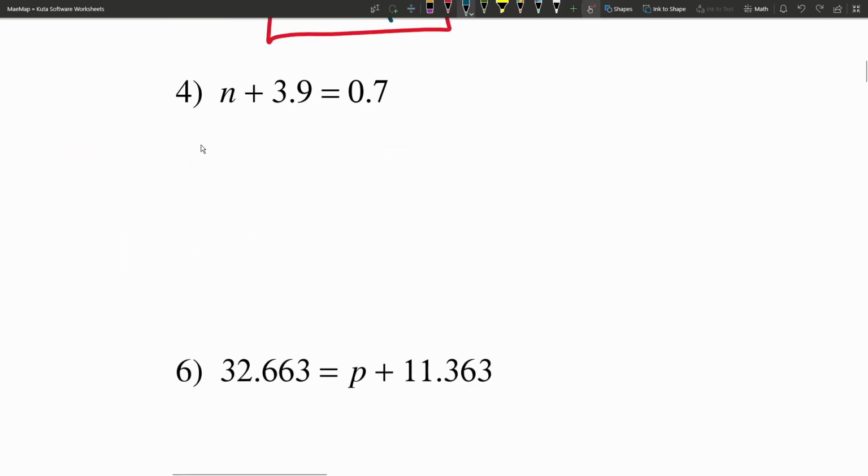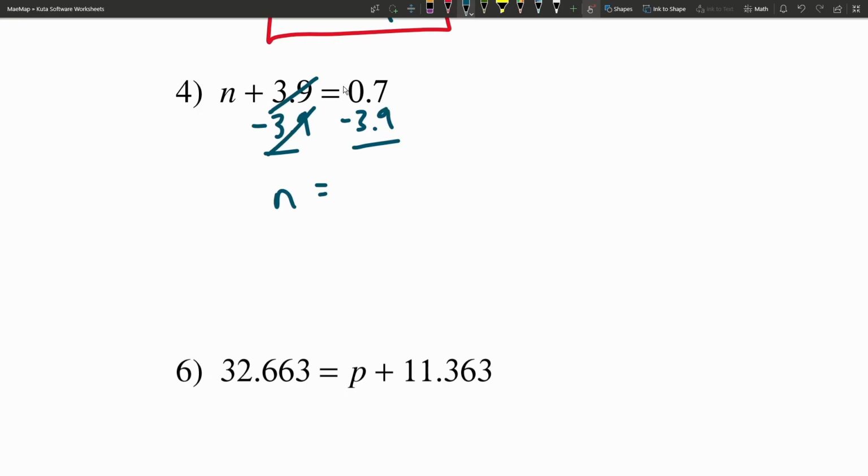Moving on to number 4, we're going back to some addition. So we're adding to our variable. In order to isolate n, we're going to need to subtract. So we're going to have minus 3.9 on my left-hand side, and I'm going to take that away on my right-hand side as well. 3.9 minus 3.9 is going to leave me with 0, and n plus 0 is just n. So we're going to get that n is equal to 0.7 minus the 3.9.